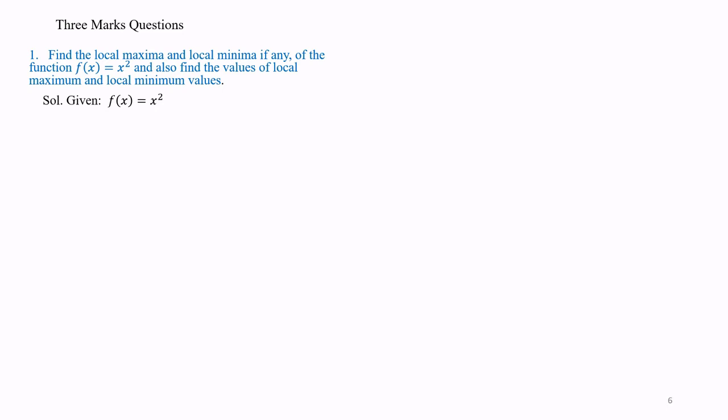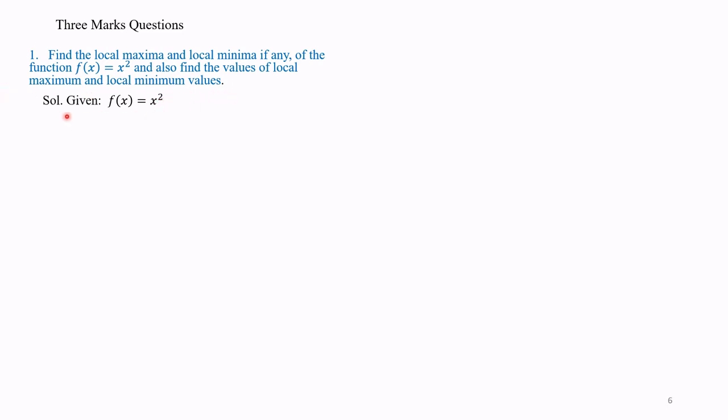After finding the turning points, we will take the second derivative of the function. That is, first we find f of x, then f dash x, then f double dash x. After finding the second derivative, this will help us to find the values of local maxima and minima. Let us start with a simple problem. Problem number 1. Find the local maxima of the function f of x is equal to x square and also find the values of local maxima and local minimum values.